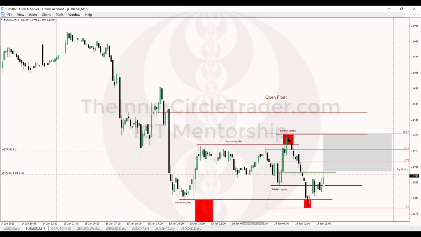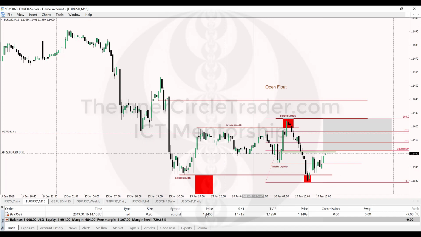So does this market, the euro, have the momentum to continue going lower to seek a deeper array of sell side liquidity, or does it chop sideways? If it chops sideways, not good. We want to see it move away and seek this liquidity here. If we do that, then we have the potential to, let's see what the entry was again.